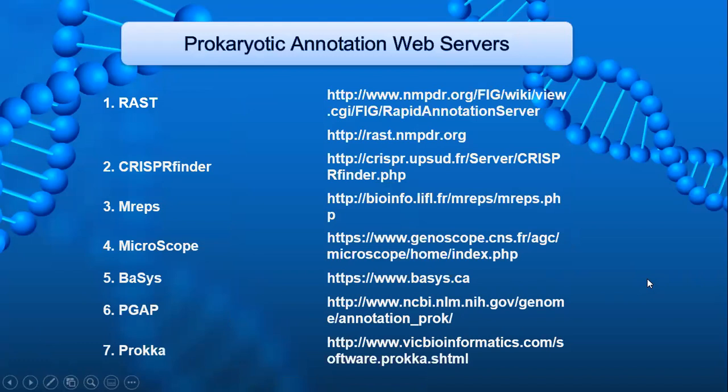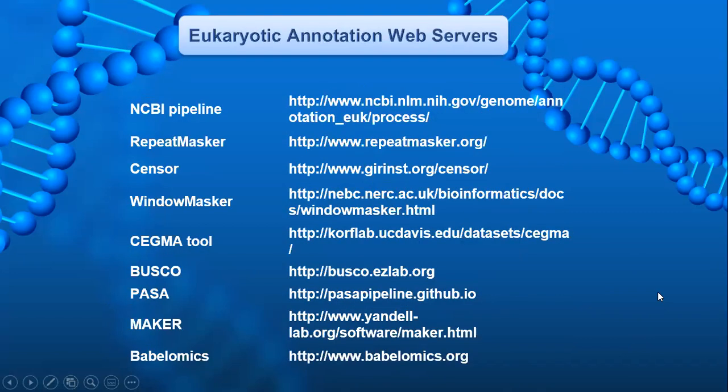These are some of the prokaryotic annotation web servers like RAST, CRISPR Finder, MREPS, Microscope, BASys, PGAP, and PROKKA, and their associated web servers. There are also eukaryotic annotation web servers like NCBI Pipeline, RepeatMasker, Sensor, WindowMasker, Segmata Tool, and MAKER, Babelomics.